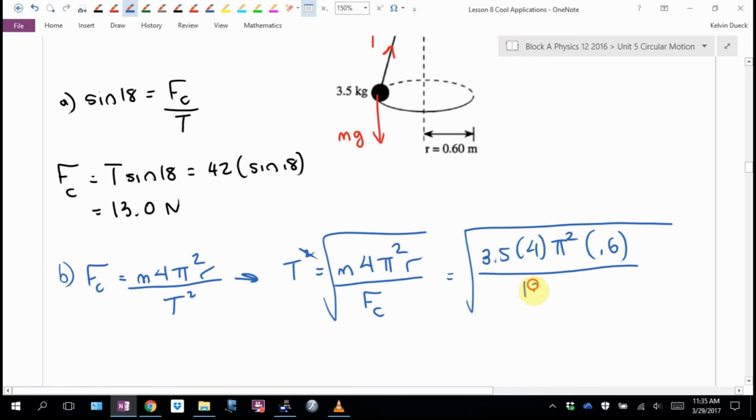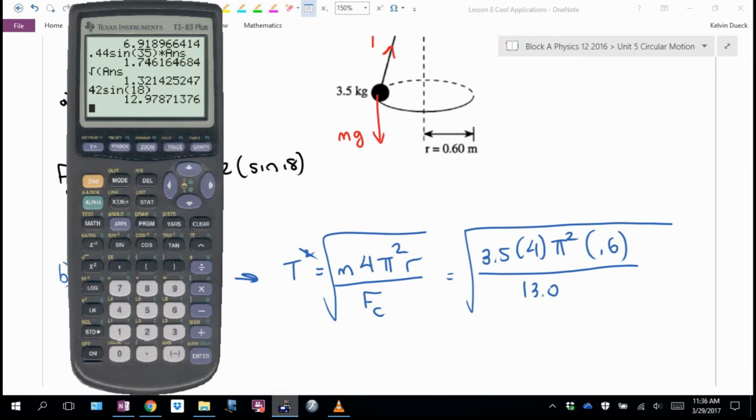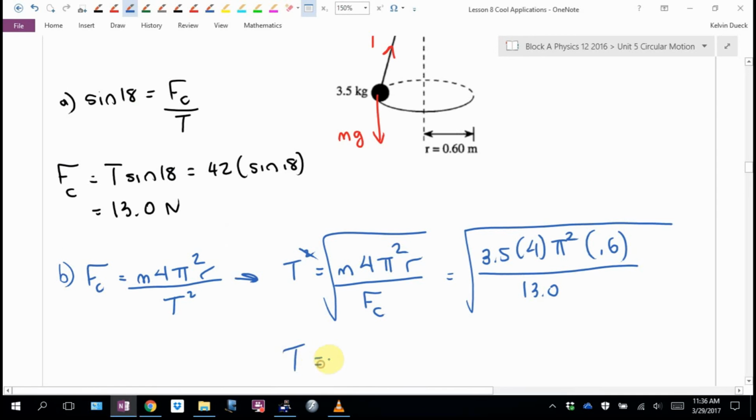I'm going to write 13.0, but of course, Julie, you know I'm going to use my answer button, right? 3.5 times 4 times pi squared. Oh, that's wrong. Pi squared times 0.6 divided by answer button. Square root of that. You get 2.53? So this thing rotates every 2.53 seconds.